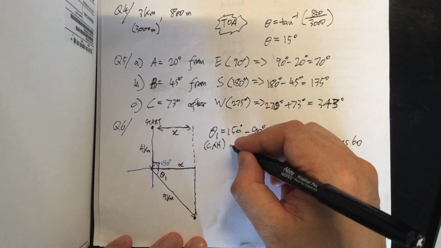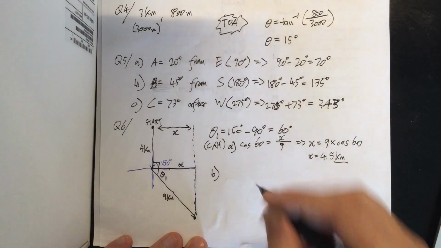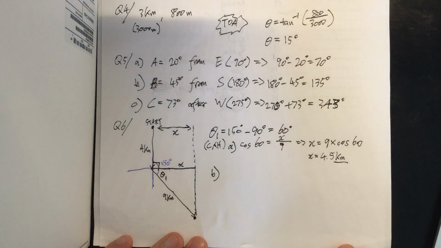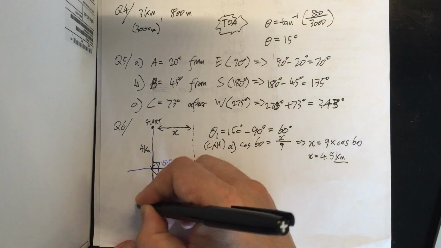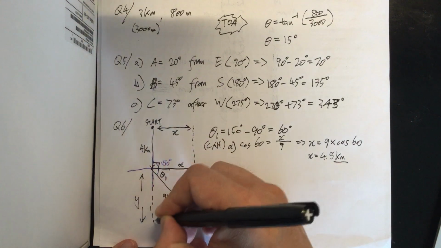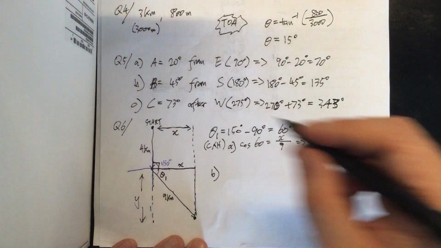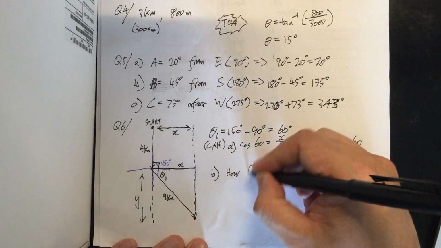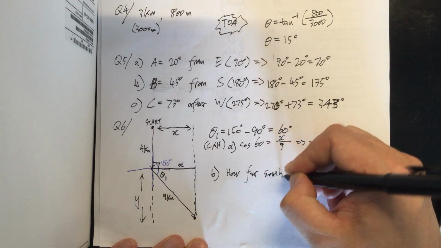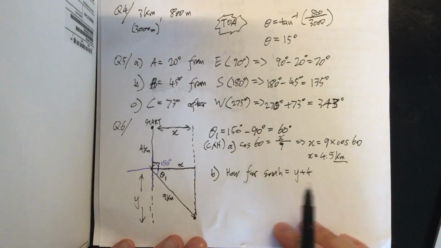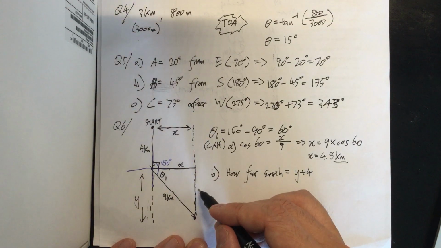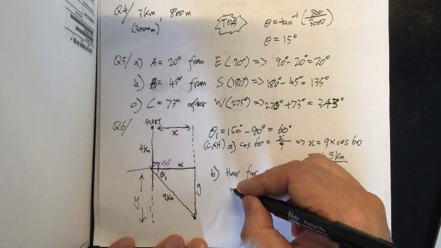This is part A. Part B: find how far south the ship is from the starting point. It's literally asking me to find this position here. How far south? It's this position plus that. So how far south equals y plus 4. Remember from your translation, that particular length can be translated to here, so y also is here. How do we do this?